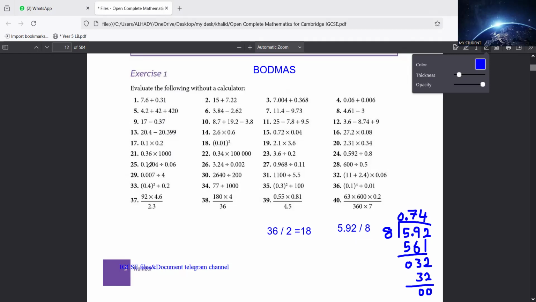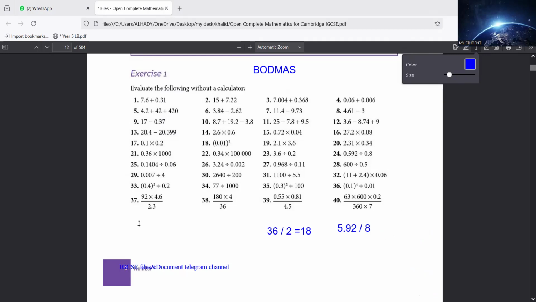Now let's see this number. Number 25. We have this number 0.1404 divided by 0.06. We want it to be a whole number, right? To make it a whole number, we need to multiply by 100. When we multiply by 100, we need to multiply both of them by 100.